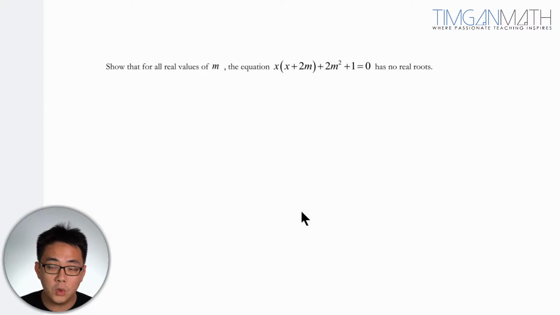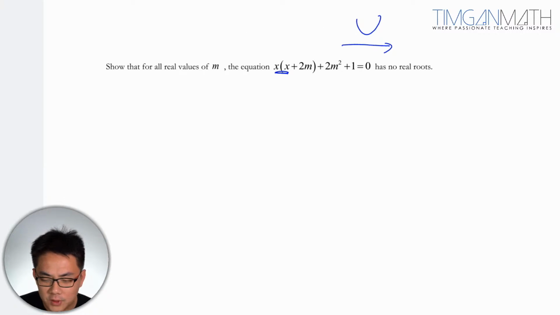So let's look at this question here, which is on the discriminant. You're told to show that for all real values of m, this equation has no real roots. Okay, let's see how we can understand this proficiently. So essentially when m varies, you need to show that this curve, this is a smiley face curve, right? Because you need to show that it's always above the x-axis.